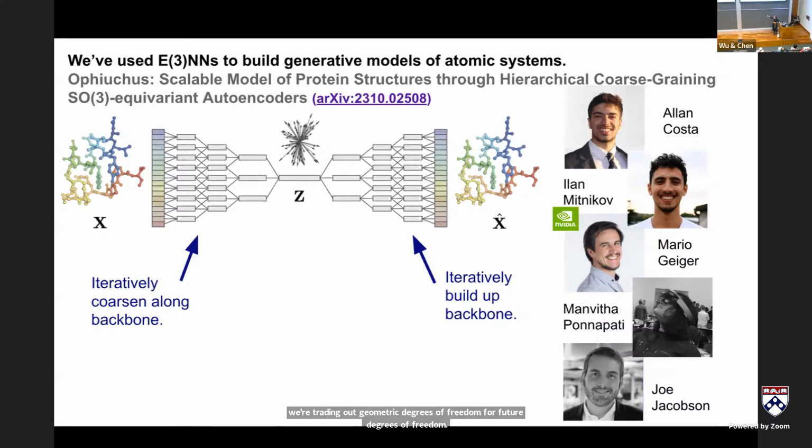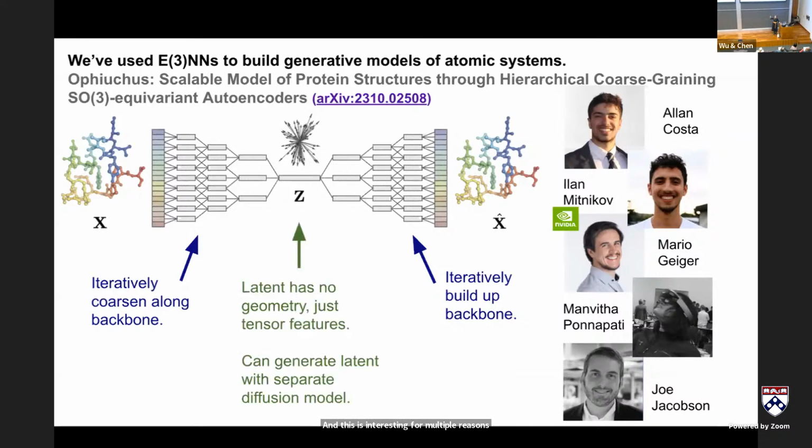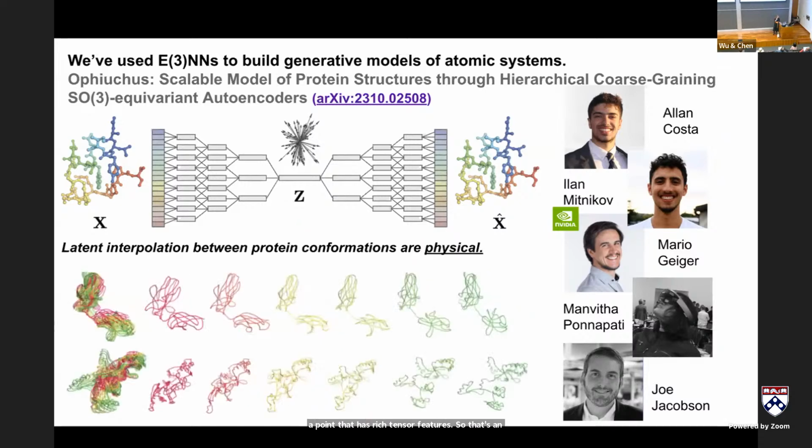You could apply a diffusion model on this internal representation right here, on the Z. So rather than generating an all atom representation, I can just generate a point that has rich tensor features. So that's an alternative way of doing generation. But what we found was really interesting, that we didn't expect, is that this model seems to encode physical deformations of proteins, which is very challenging to do.